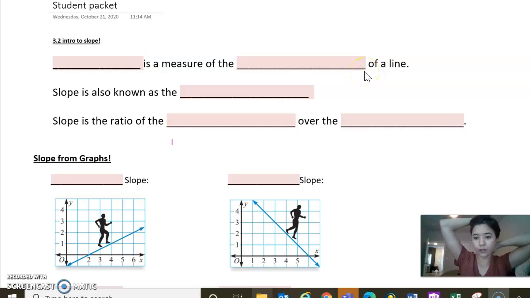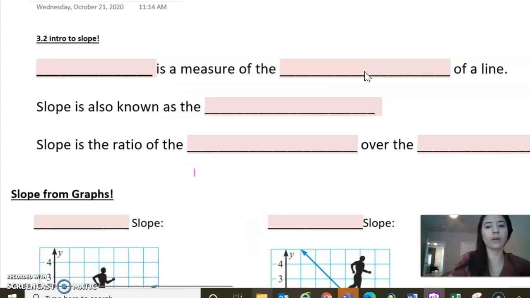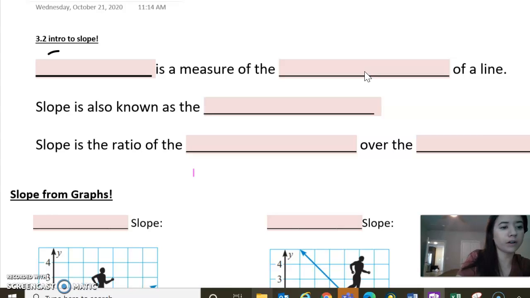Welcome to lesson 2 of unit 3. This one is all about slope.